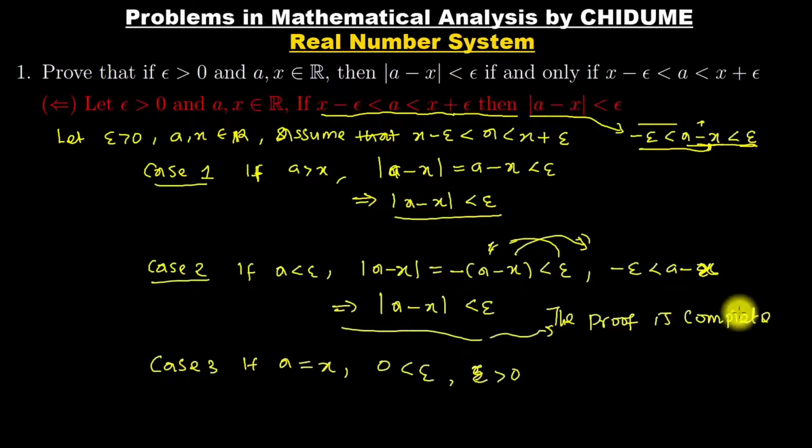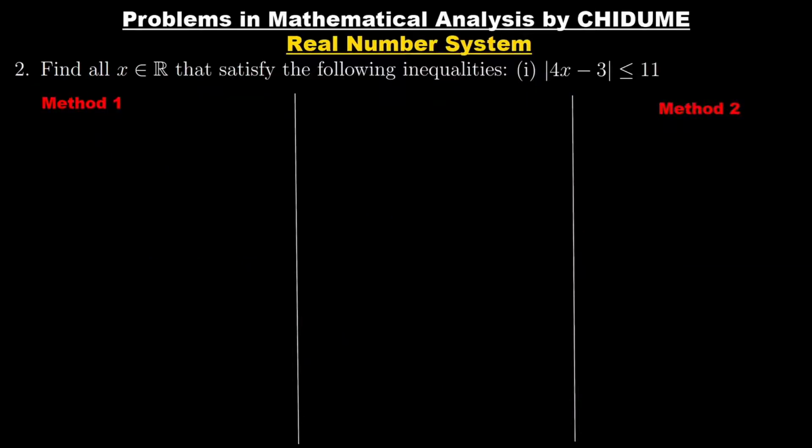So let's move ahead to the next question. In this question, it says find all x in R that satisfy the following inequalities. The first inequality is the absolute value of 4x minus 3 less than or equal to 11. Now I'm going to solve this problem with two different methods. Let's start with the first method.